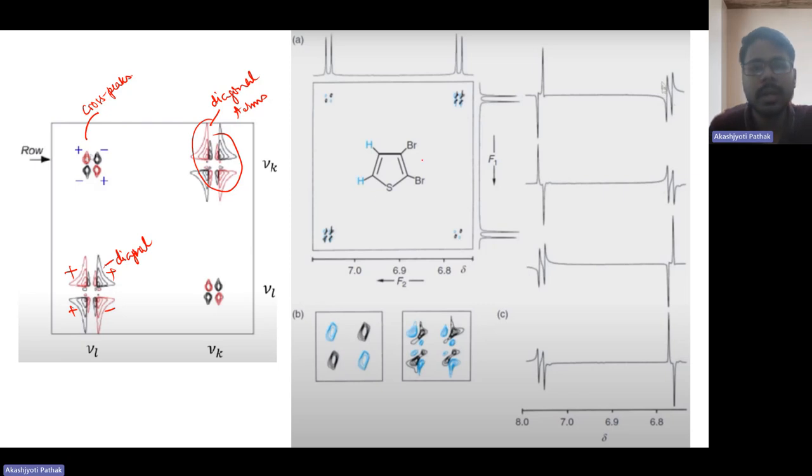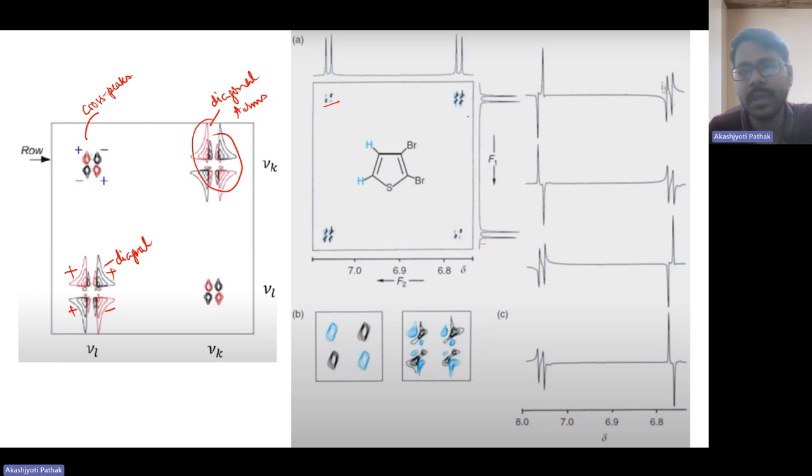Absorptive line shape. So here is another example, which I have directly taken from the lecture slides. If it is a two spin system KL, then in the 1D spectrum, since K is coupled to L, it will lead to splitting of the K spin into a doublet, and similarly the K spin will cause splitting of the L spin into a doublet, and in this axis also similarly if we observe the 1D spectrum.